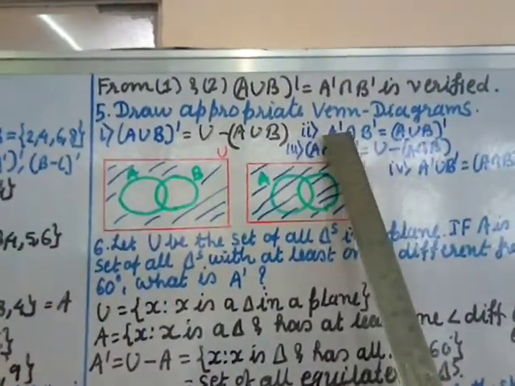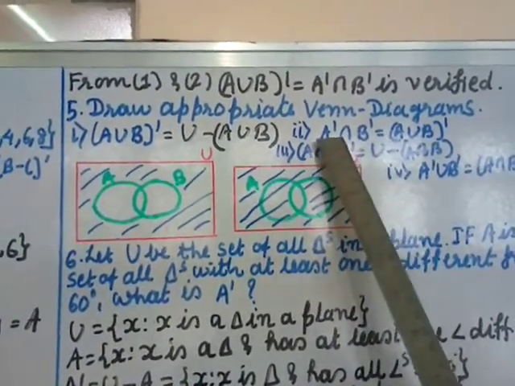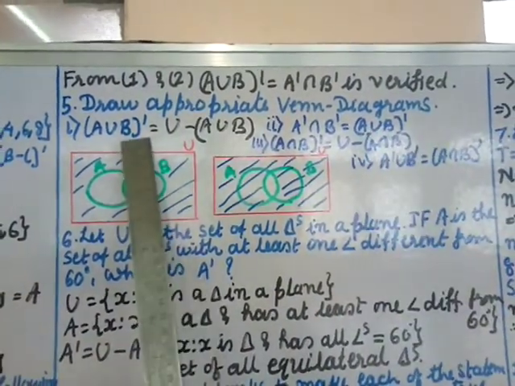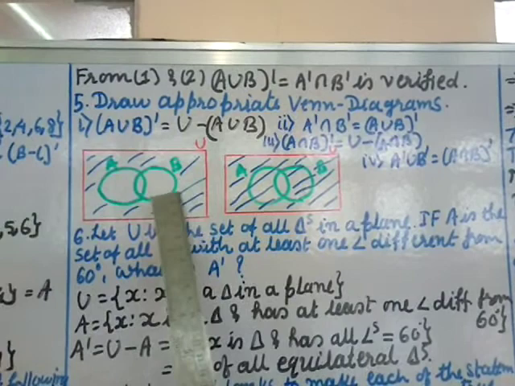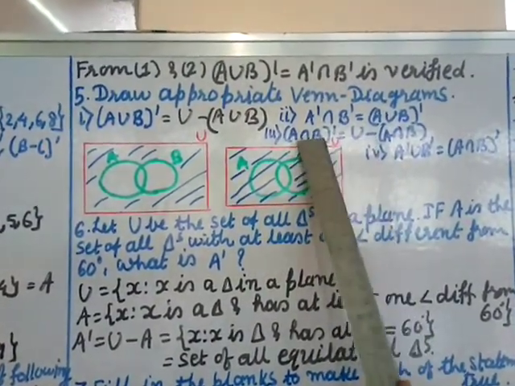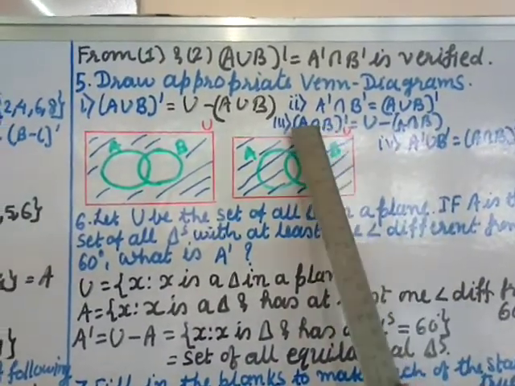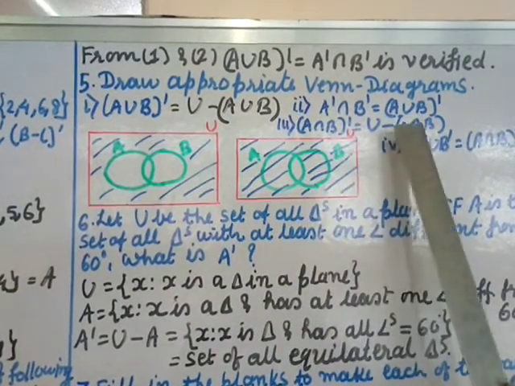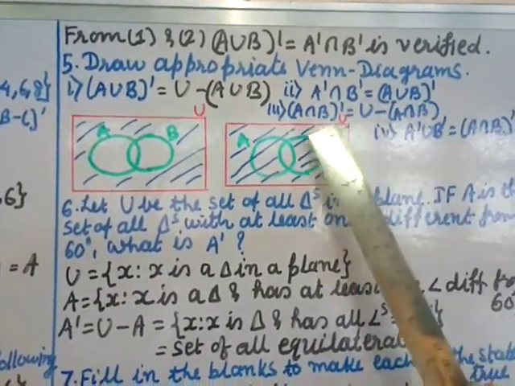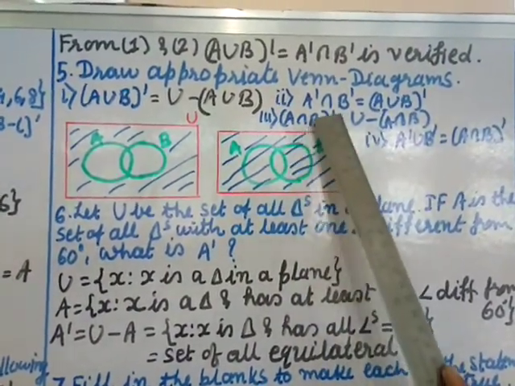Same way, number 2 is A' intersection B'. We can write this using De Morgan's law as (A union B)', but this is nothing but this. So Roman number 2 also will be the same figure. Number 3 is (A intersection B)'. This can be written as U minus (A intersection B). Now U is this whole set and A intersection B is this part, but we have to exclude that. So this outer part will be your (A intersection B)'.